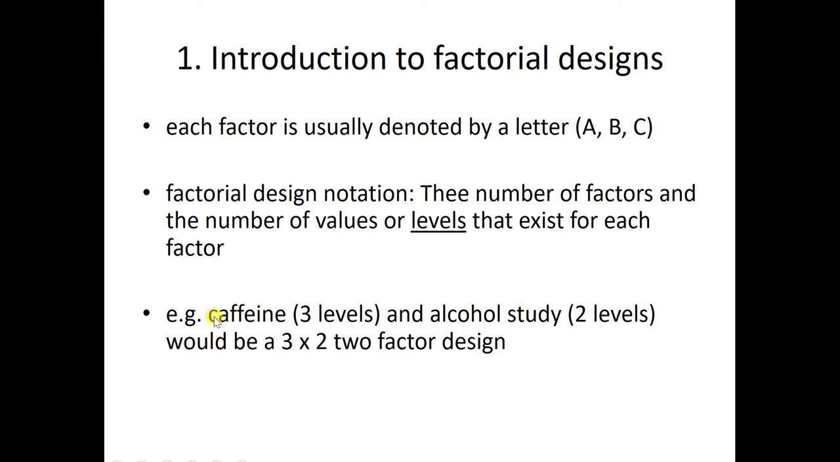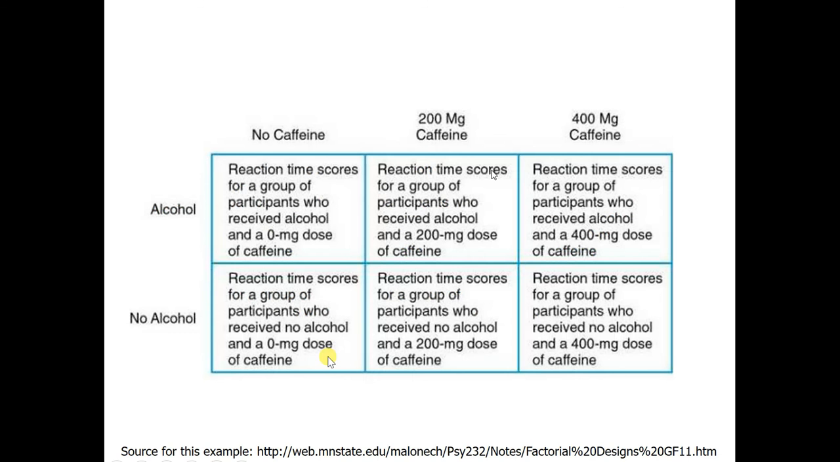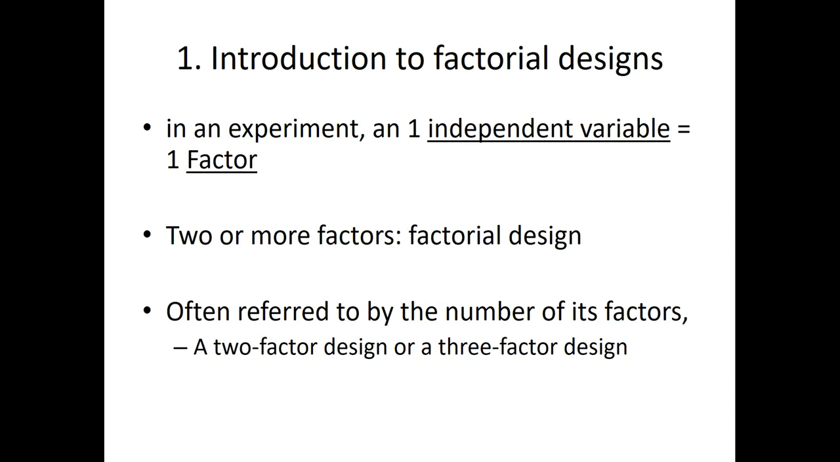So what that means, we've got caffeine, it has 3 levels, and alcohol that has 2 levels. So 2 independent variables, one has 3 levels, the other has 2 levels, and that's why it's a 3x2 design. You can envision that when we look at that grid, right? Our grid is also 3x2, 3 levels of caffeine, 2 levels of alcohol, for a total of 6 conditions. Remember, 3 times 2 is 6.